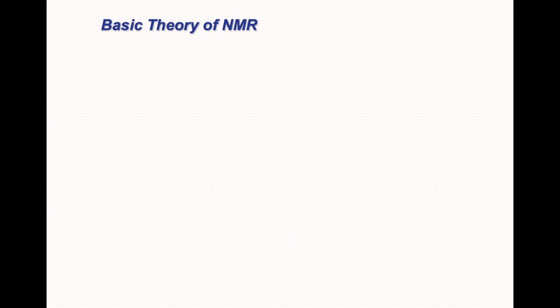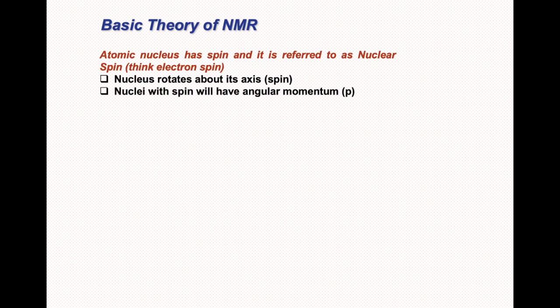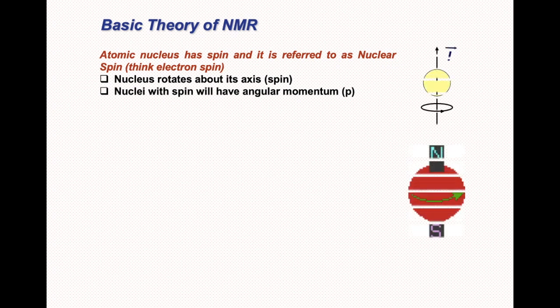Well, you may recall the concept of electron spin. Like electron spin, the atomic nucleus has spin. This we call nuclear spin. What exactly is nuclear spin? A nucleus rotates on its own axis. Since it is rotating on its own axis, it will have some angular momentum.